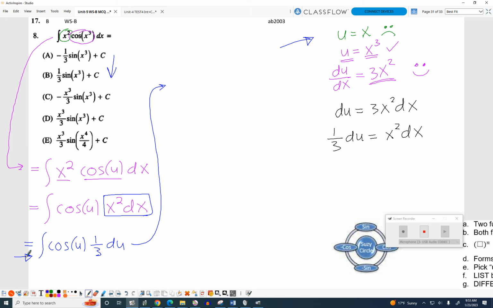Okay. The 1/3 we'd like to move. It's a multiplying constant, so it can come out front. So look at your blue sheet page. Is there a formula that matches this box right here? Yes, the cosine rule. So what do we replace the blue box with? Sine u plus a constant. Sine of u plus a constant.